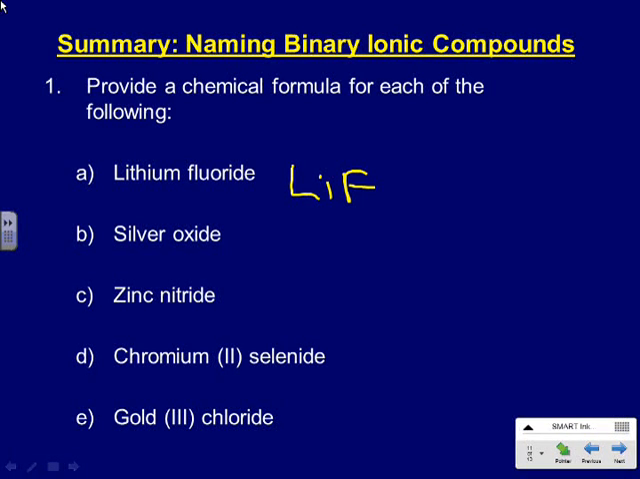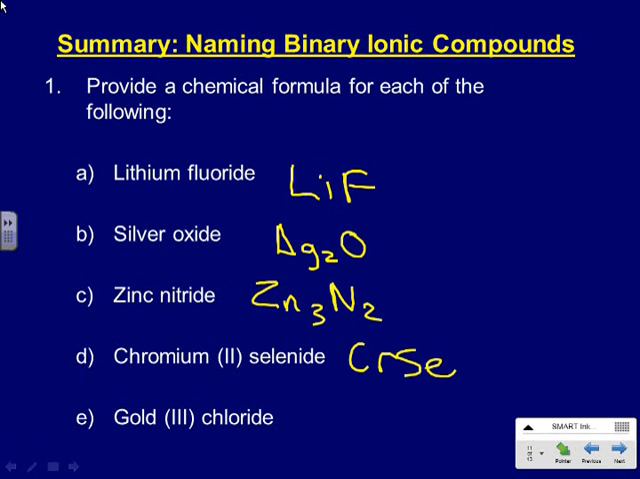LiF. 1-1. Ag2O. Zinc nitride. Yeah, go ahead. Zn3N2. Excellent. Next. Somebody got something? Yep, go ahead. CrSe, 2 and 2. Excellent. They canceled out. You got the last one, Chelsea? AuCl3. All right?